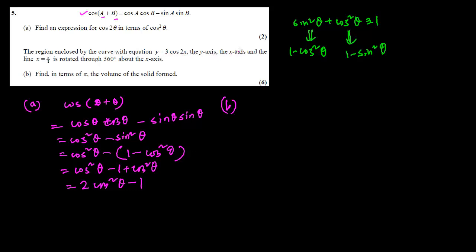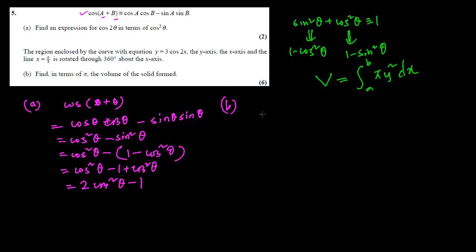the y-axis, the x-axis, and the line x equals pi by 8. It is rotated around the x-axis by 360 degrees, that means in a complete circle to make it a solid. We have to find the volume. Okay, so the volume equals the integral of pi y squared dx. That is the rule for finding the volume.